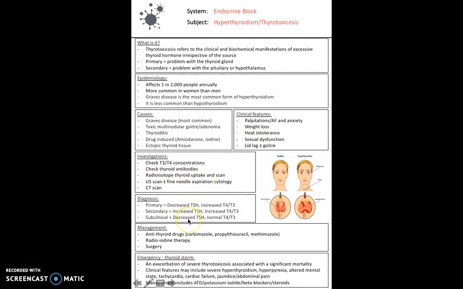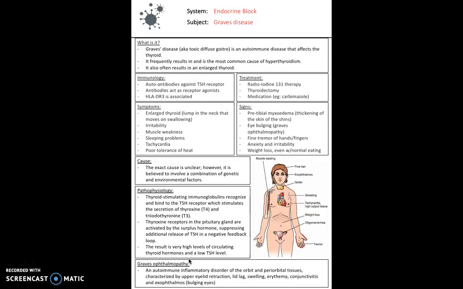And then for diagnosis, we can do exactly the same thing as we did last time and separate primary, secondary and subclinical aspects. A thyroid storm is the emergency form of hyperthyroidism, where we get a severe thyrotoxicosis and an exacerbation resulting in significant mortality.